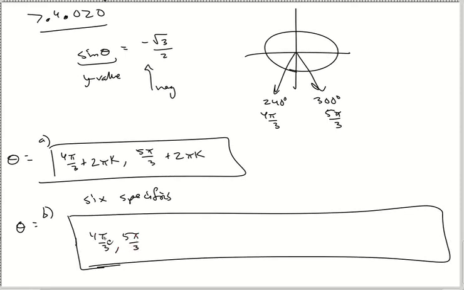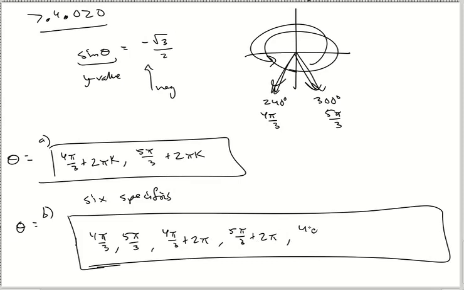Anyways, so 4 pi over 3 and 5 pi over 3. That's my first revolution. These are 2 specific answers, right here and right here. And I'm going to go around another loop, I guess. So 4 pi over 3 plus 2 pi. And 5 pi over 3 plus 2 pi. Again, don't add a k. This is times 1. K is 1. Okay? So that's easy.